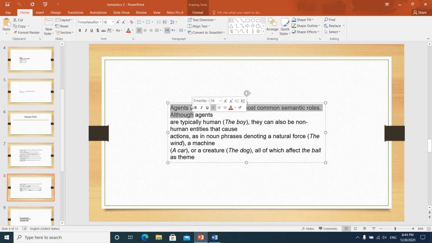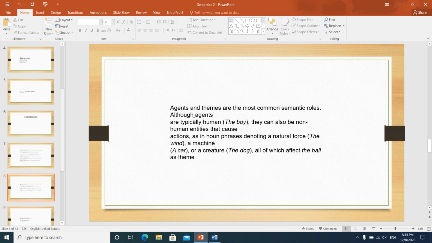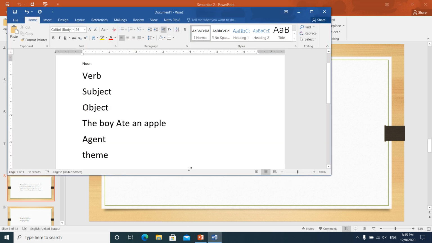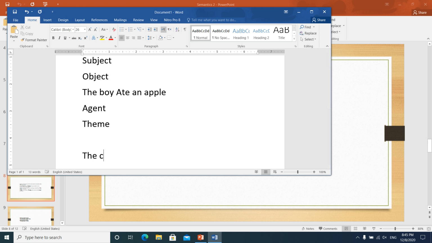Agents and themes are the most common semantic roles. The two most famous are agent and theme. Agent, when the subject is a human and when it does an action. Agent is most of the time a human, not necessarily. It could be non-human. For example, the car hit the boy. The car is agent, although it is not human. Why? Because it does an action, which is hitting.